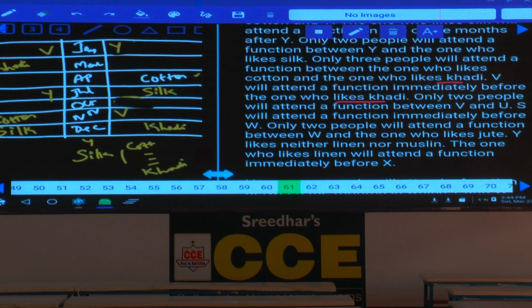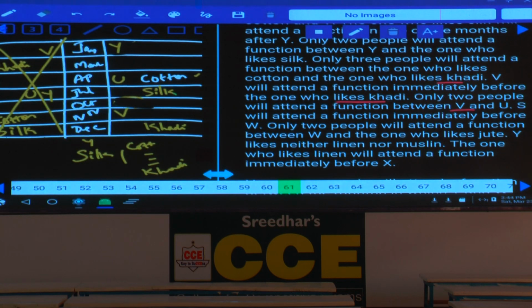And next one. Only 2 people will attend a function between V and U. Between V and U, there must be only 2 persons. And here between V and U, there must be exactly 2 persons. That means U and Y must be in the same place. Is it possible? Not possible, and the second case is completely ruled out. Now, we are left with only 1 case. Then in this one, only 2 people between V and U.